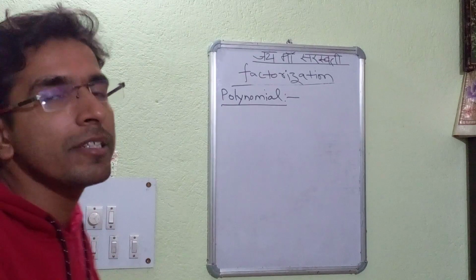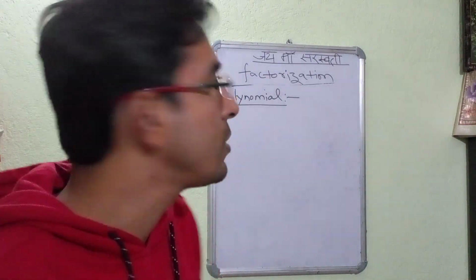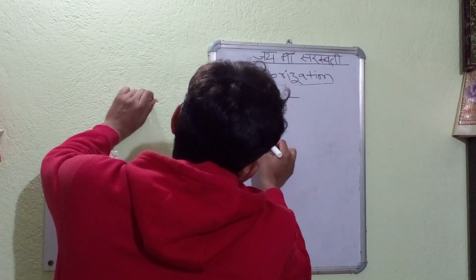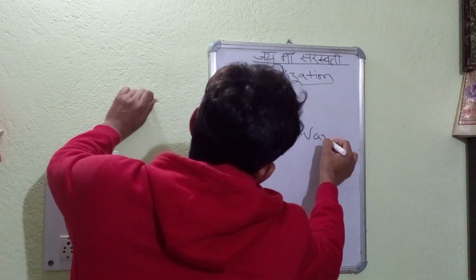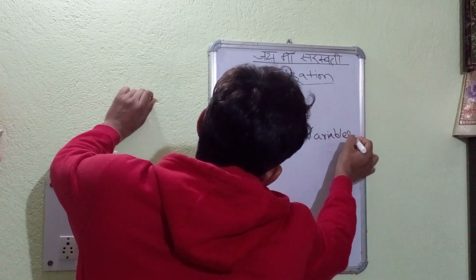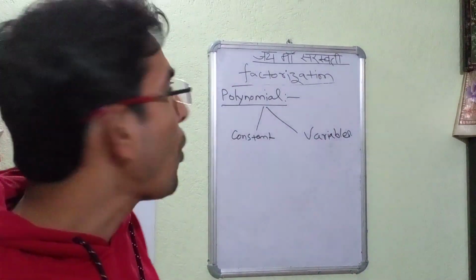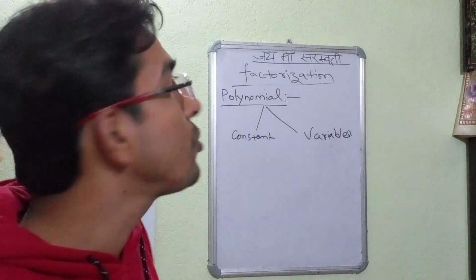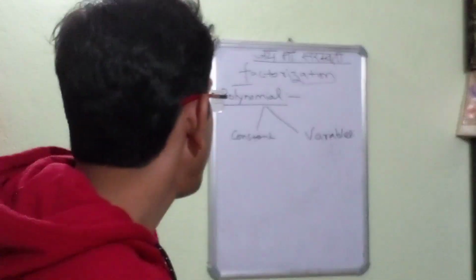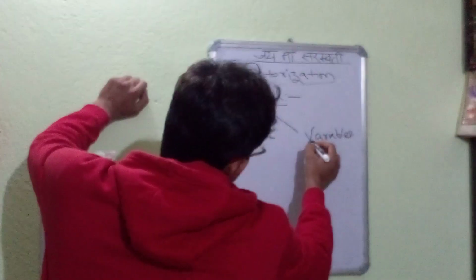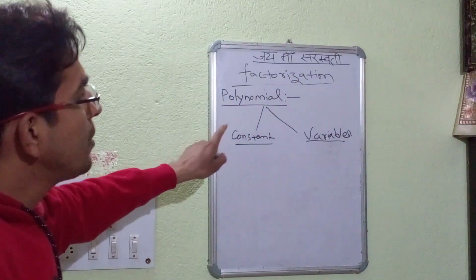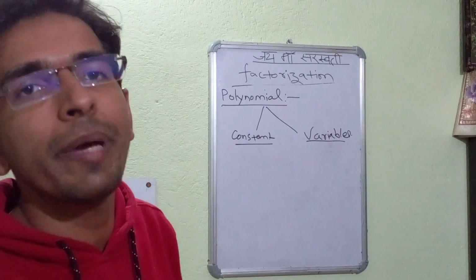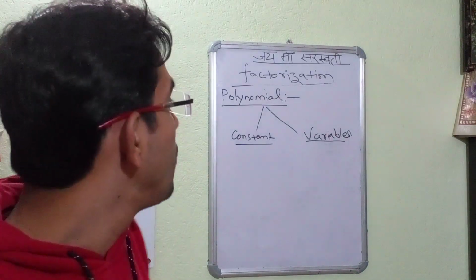Suppose the polynomial is comprised of two parts. One is the constant, and the other is variables. The polynomial is broadly classified into these two parts, constant and variables. As the name defines itself, a constant is one whose value remains fixed; it will not change its value.